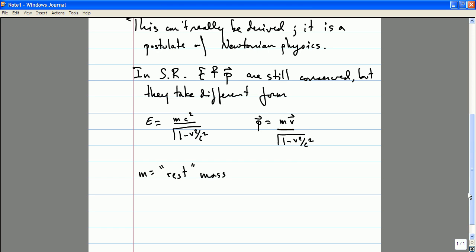For the energy? Yes. Shouldn't that be a 1/2? No.